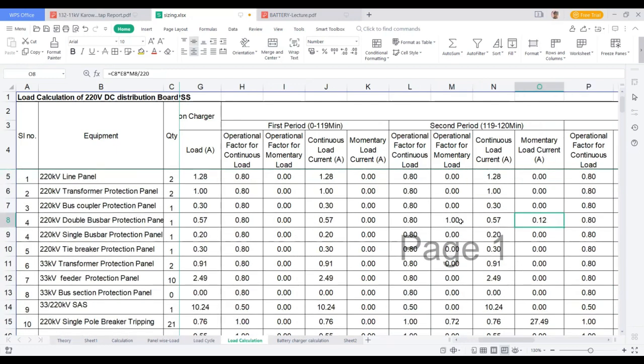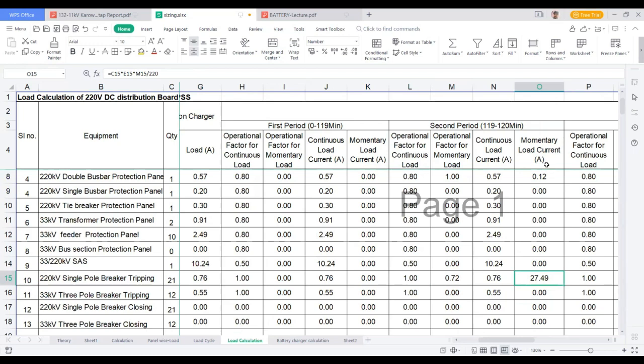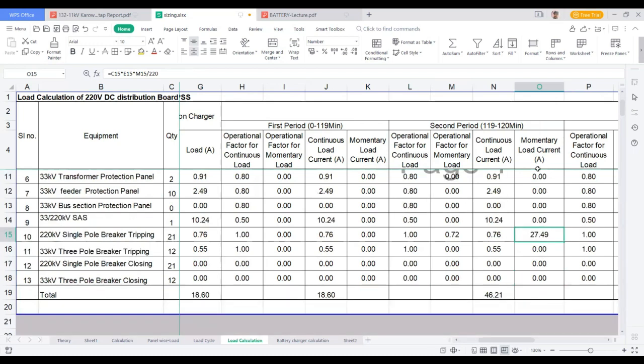And in the next period, the 119 to 120 period, you can find some momentary loads. What is the momentary load? 0.12 for double bus bar protection. And closing breaker tripping, 27.49. So the momentary load is this plus 18.6, which gives you 46.21.